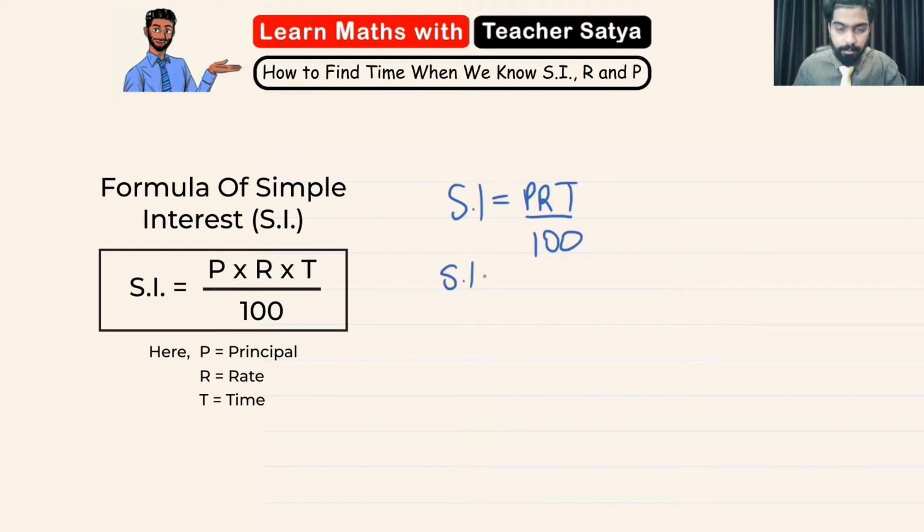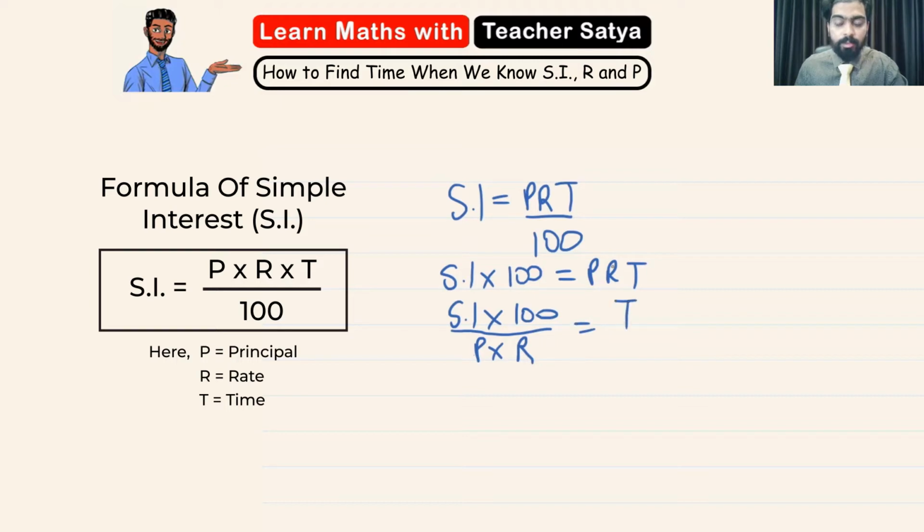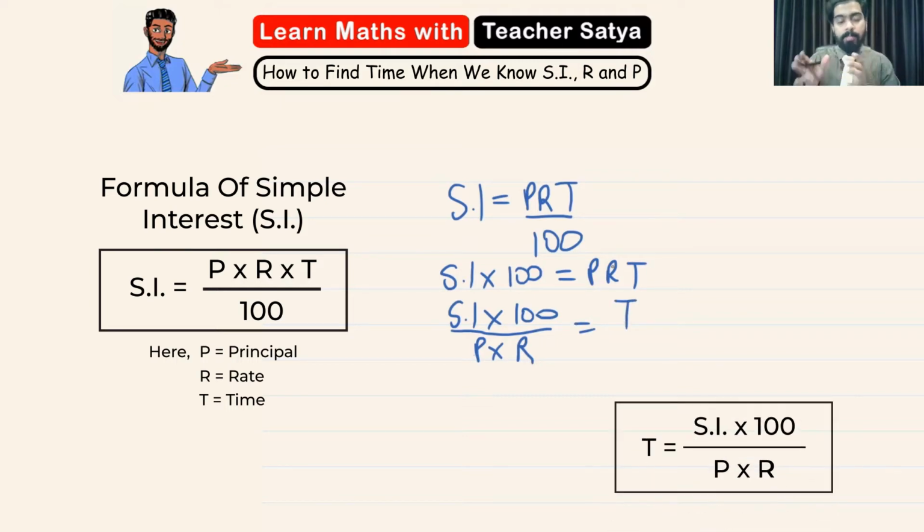So I have simple interest multiplied by 100 is equal to PRT. Now since we are solving for time, I will be moving the P and the R from the right hand side to the left hand side. And when I move them to the other side, it will change to division, right guys? So T is equal to SI multiplied by 100 divided by P times R. In other words, the time formula is SI multiplied by 100 divided by P times R. And we'll be using this formula to solve some questions.